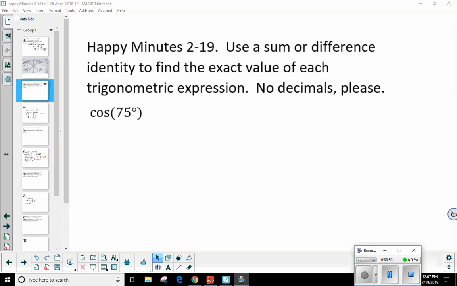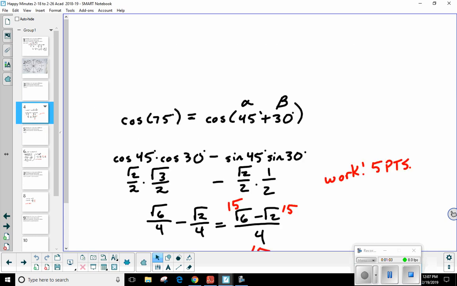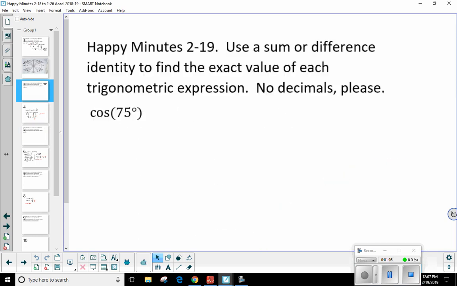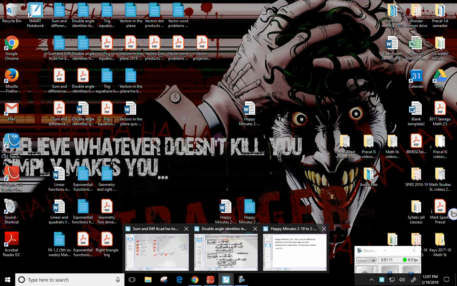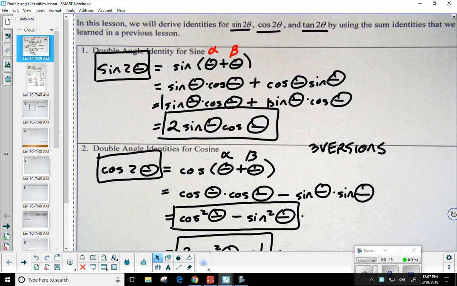But the quiz is on Friday, and it's going to cover this material here, the sum and difference identities. Now, originally, when I put together the happy minutes, we're going to continue those. I won't have one tomorrow because I won't be here, but we'll have another one come Thursday. Then we'll have one Friday. We'll have our quiz.